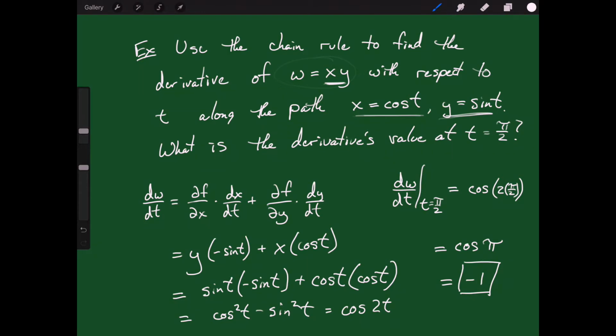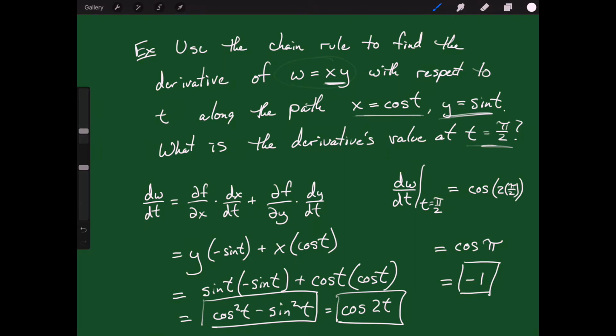Okay, so here is my derivative of w with respect to t, or equivalently cosine of 2t using a trig identity. And if I plug in the value t as pi over 2, I just get minus 1. Okay, so that's how we can use the chain rule to help us find the derivative of something that's written in two variables, but each of those variables can be rewritten in terms of this third parameter, in this case called t.